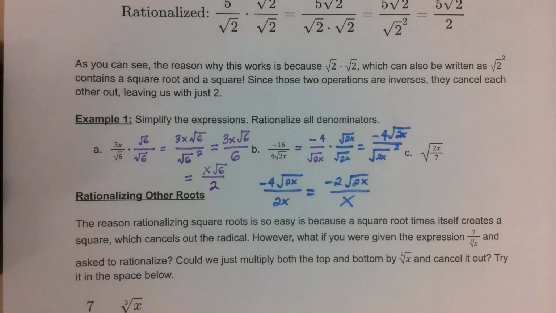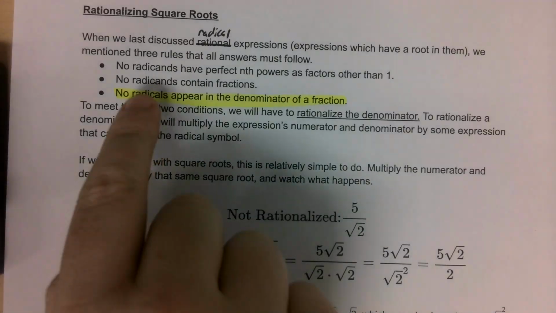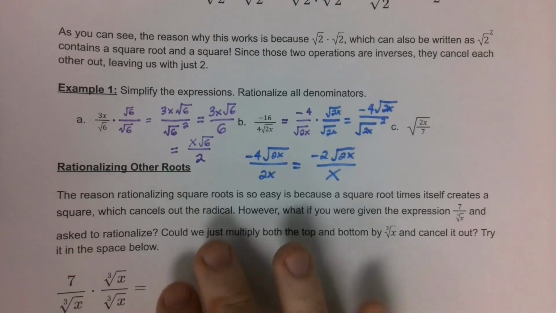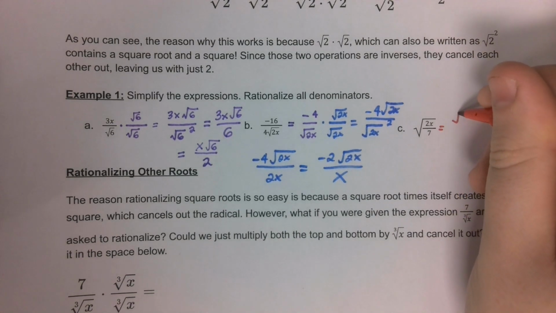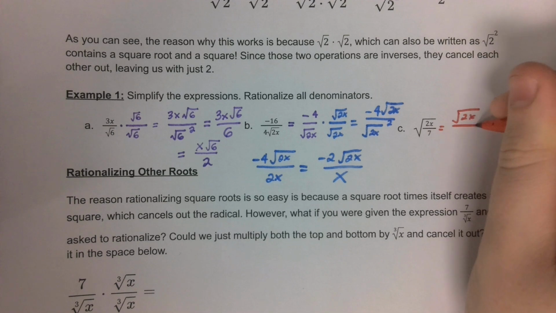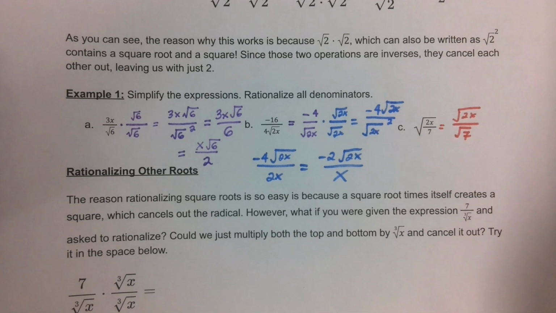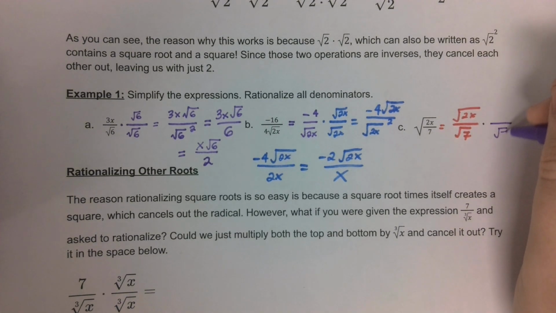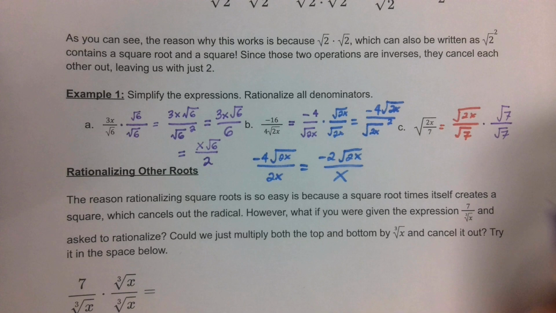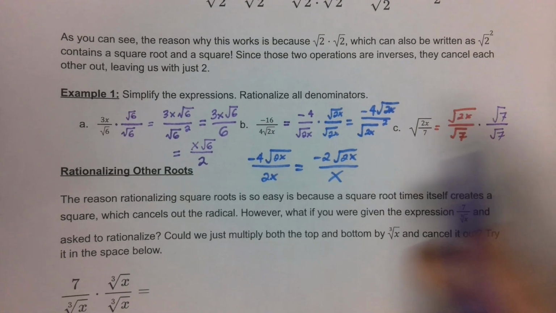For problem C, notice how we have a big square root. Now, rule number 2 is no radicands can contain fractions. So let's first split this up into two different square roots. The square root of 2x over the square root of 7. Now, when we rationalize it, we would multiply both the top and bottom by the square root of 7, because again, we need two copies to cancel out a square root.